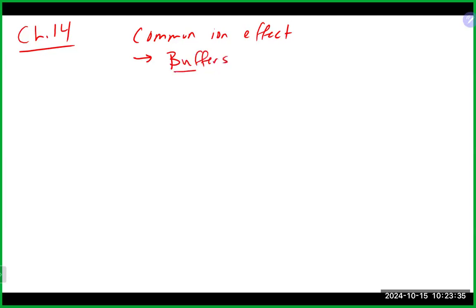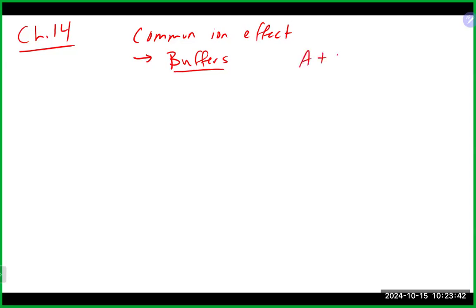Okay, we are still in chapter 14. We got into the second part of chapter 14 last time, and we talked about the common ion effect. That is really a situation you have with the main topic that we talked about, which was buffers.